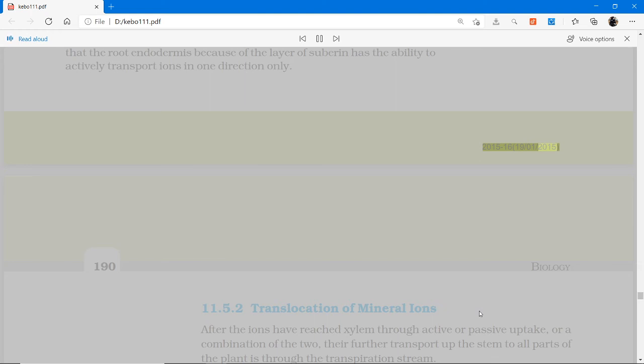19/01/2015. Biology. 1.5.2 Translocation of mineral ions. After the ions have reached xylem through active or passive uptake, or a combination of the two, their further transport up the stem to all parts of the plant is through the transpiration stream.